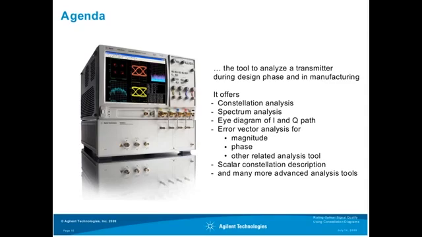One instrument how to do this, and my analysis here is, of course, based on this new optical modulation analyzer that we have introduced at the OFC this March. This tool is to analyze the transmitter during design phase and also in manufacturing. It offers the constellation analysis, but besides this, it offers also spectrum analysis, eye diagram, display of I and Q paths, the error vector analysis of magnitude and phase, and other related analysis tools.